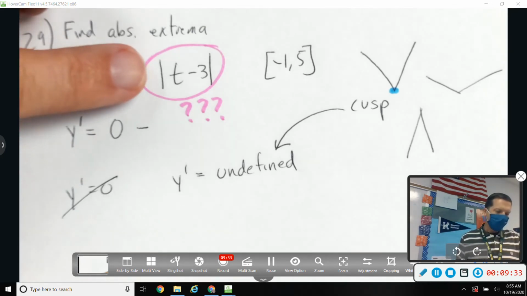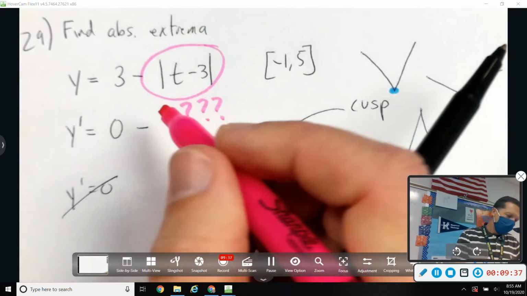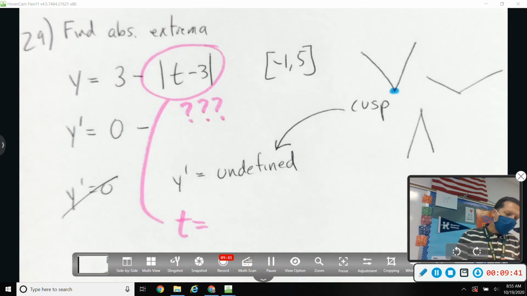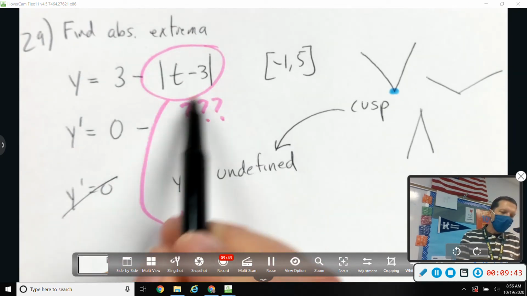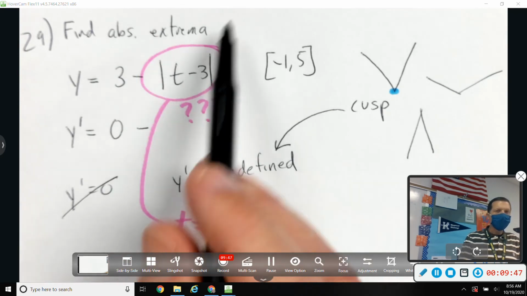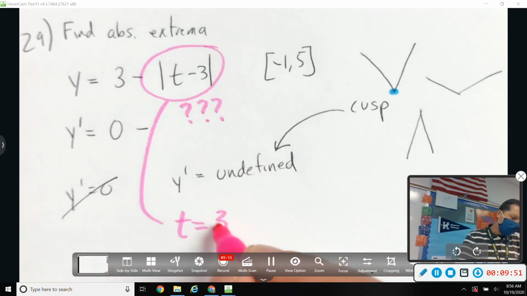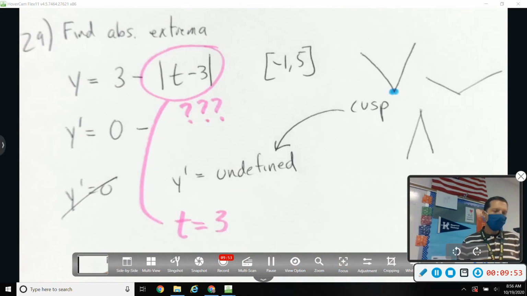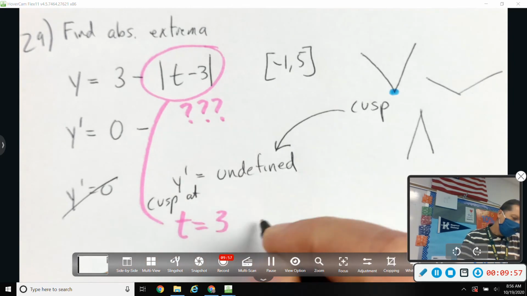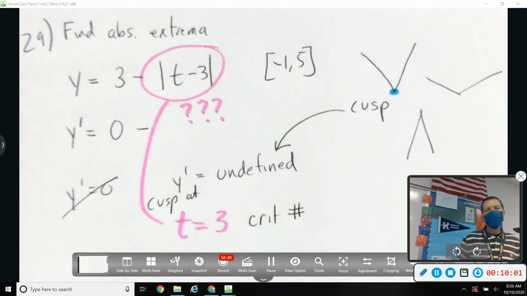It doesn't matter what's out there, it only matters what's in here. The cusp always occurs where the absolute value is 0, because that's where it's going to make the turn. So there's a cusp at t equals 3. And so t equals 3 is a critical number.